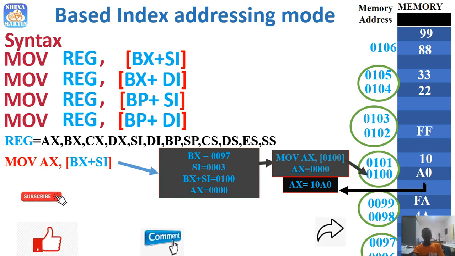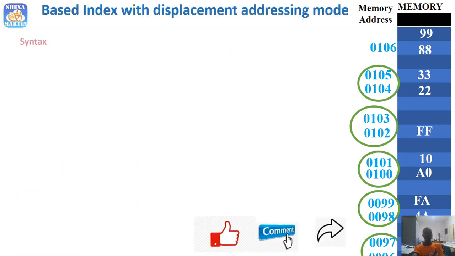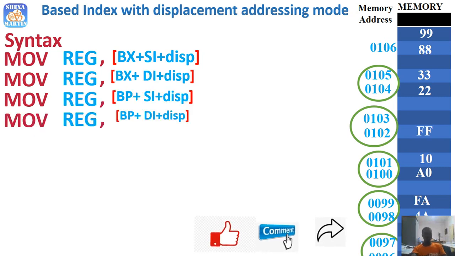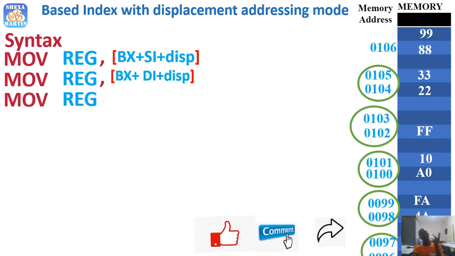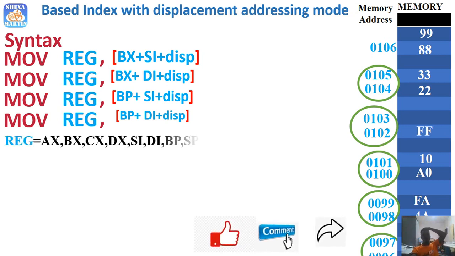Maybe I've further shown you how you can add displacement. So if you want to add displacement, you have this addressing mode called based indexed addressing mode with displacement. So move, you can say AX, and then you choose BX plus SI, and then you add some displacement. So these are the combinations that you can have for based indexed. So for based indexed, it means we are having at least two registers, base and index register. And then you add displacement. So displacement can be within the square brackets or outside the square brackets. So that's how it goes.